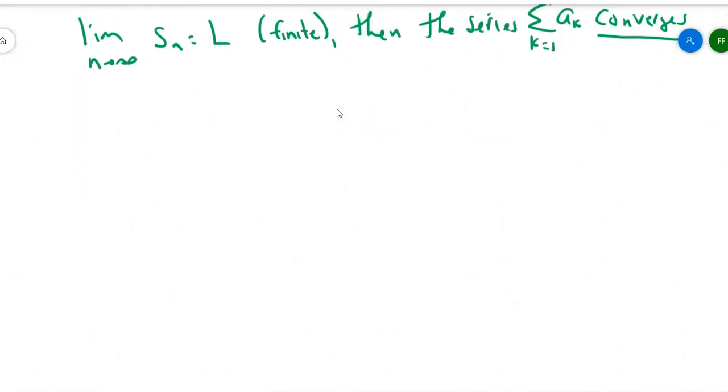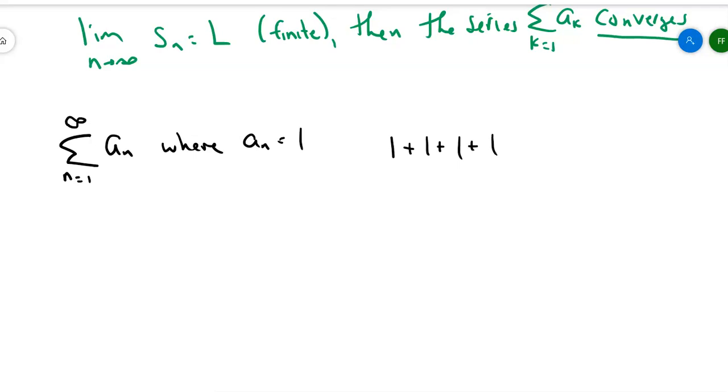All right, let's take a look at a couple of other cases. Not all of them are apparent right away. So let's say I have this series here: the sum from n equals 1 to infinity of all the a sub n's, where a sub n is equal to 1. Well, that's pretty easy. The first term is 1, the second term is 1, the third term is 1, the fourth term is 1, the fifth term is 1, etc.